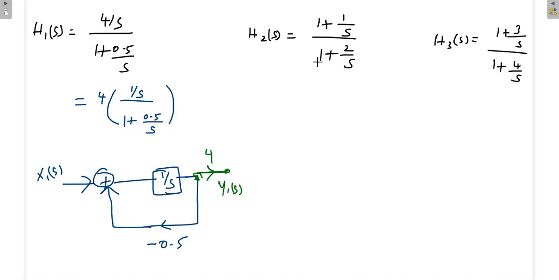Then how to realize this function? It is having 1 plus 1 by s and also 1 plus 2 by s. If in the numerator you are having more terms, that means you are having more forward paths. In this case, you are having only one forward path, but in this case, you are having two forward paths. One forward path is producing the value 1, another forward path is producing the value 1 by s.